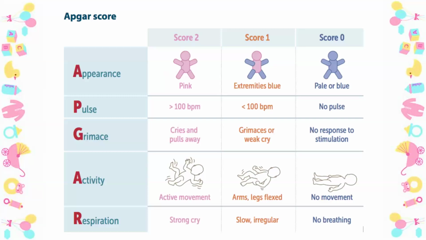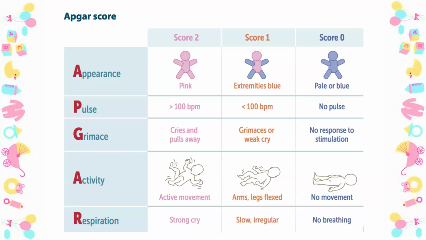That is the Apgar score. Here, APGAR stands for: A is for appearance, P is for pulse, G is for grimace, A is for activity, R is for respiration. So in appearance, if a child has a pinkish body, he'll be given 2. If it is pink and slightly bluish, he'll be given 1. If it is pale or blue, it will be scored as 0.